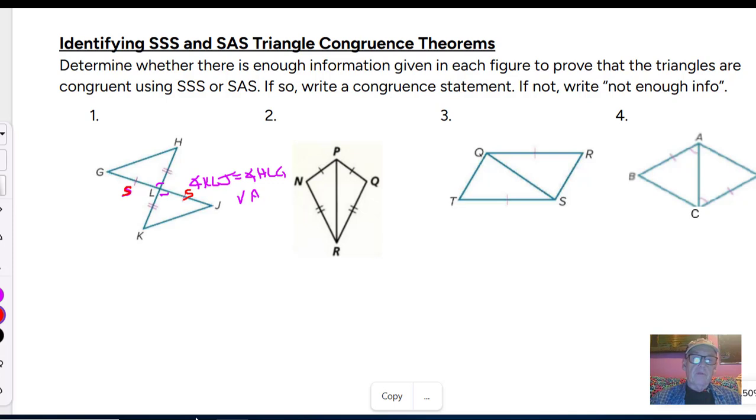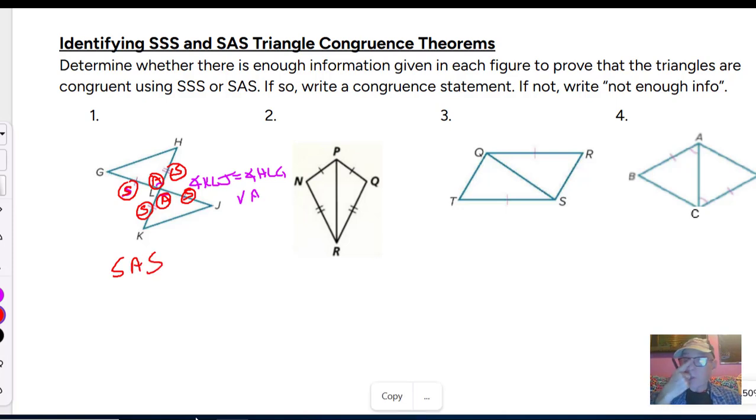We have these two vertical angles that are congruent to each other. And then we have this KL double mark side as congruent to the HL double mark side. That gives us another S part of the pattern. So if we look along one triangle, we have SAS. And if we look at the other triangle, we also have SAS. So these two triangles are congruent by SAS.